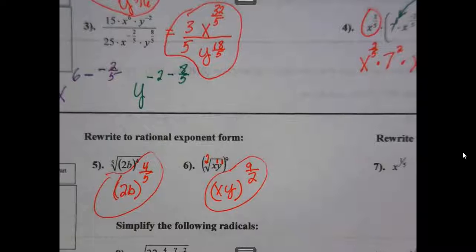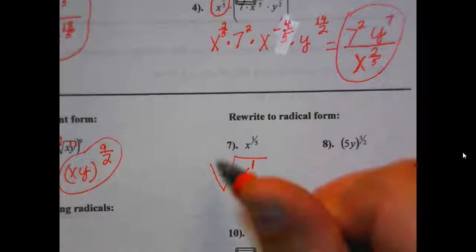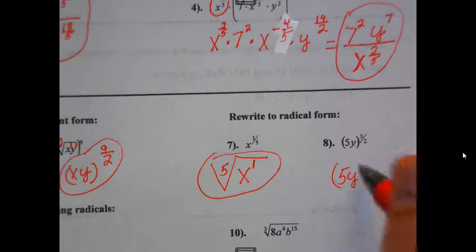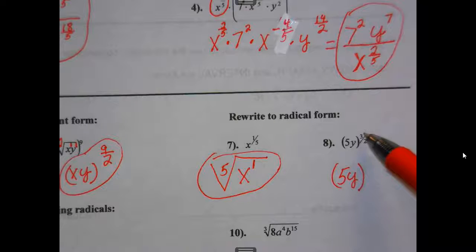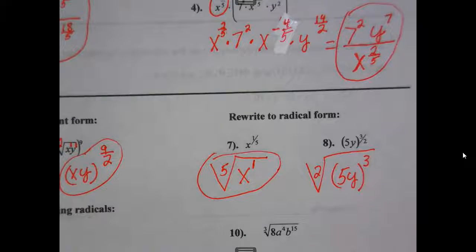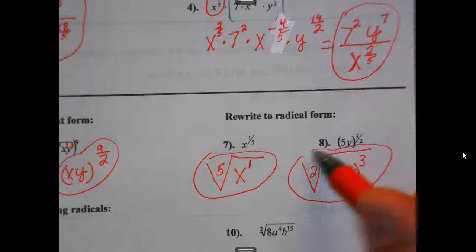Okay, number 7. I have my base x, my exponent's numerator, my root is the denominator. There you go. Okay, let's do it again. My base, my numerator is the exponent, my denominator is the root. You can leave the 2 out of this one.